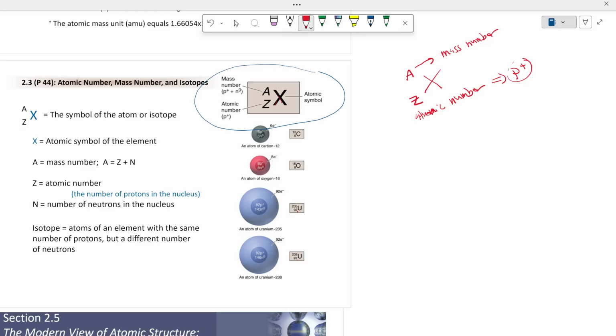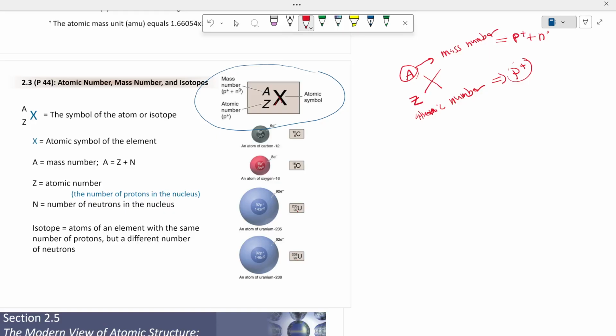The other number is called the mass number, which is here the upper number. As we said, what are the particles that are important to get the mass of any atom? Yes, the answer is protons and neutrons. So simply, the mass number is the number of protons and neutrons, while the electrons' mass is negligible. You can ignore it.